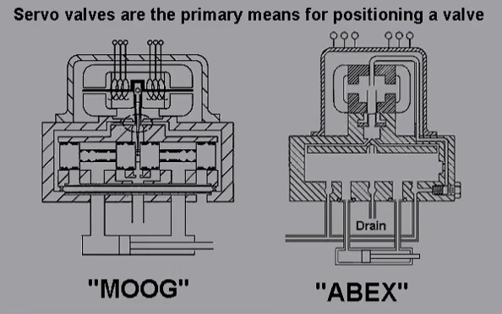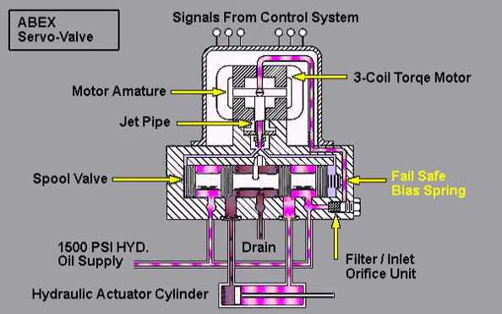Servo valves are the primary means for positioning a valve. They supply hydraulic oil to the operating cylinder of a valve, such as the gas control valve. There are two basic types used, the Moog and the ABEX. For illustration purposes, we will describe the operation of an ABEX servo valve here. In its initial condition, with no signal from the control system, the fail-safe bias spring pushes the spool valve to the left, allowing hydraulic oil to close the cylinder.